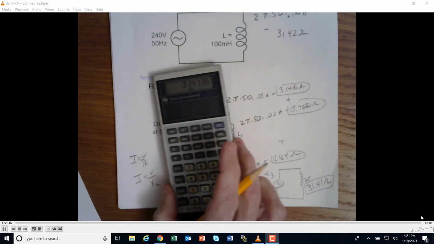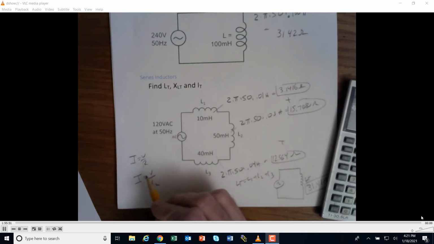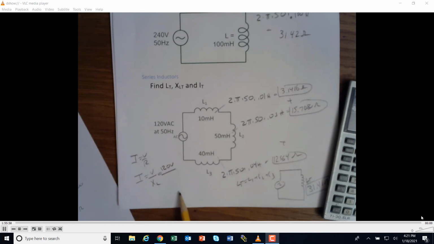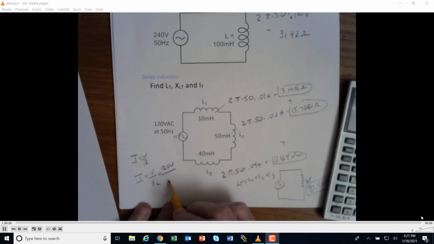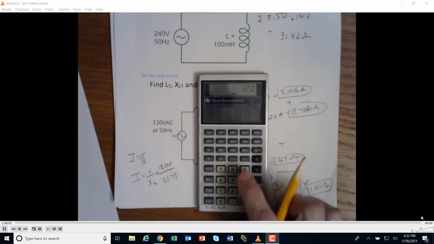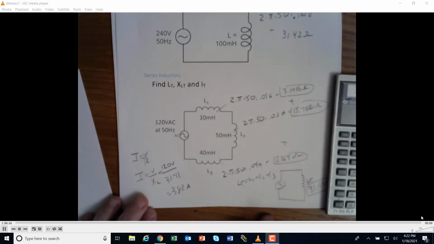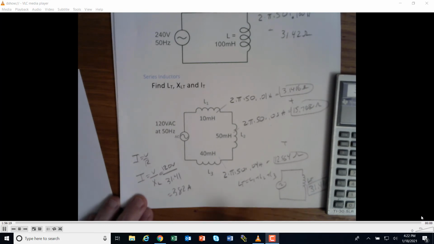So now to get my current through here, I is going to be my voltage, which is 120 volts, over my total reactance here of 31.41, okay? And if I take 120 divided by 31.41, I'm going to get 3.82 amps, okay?